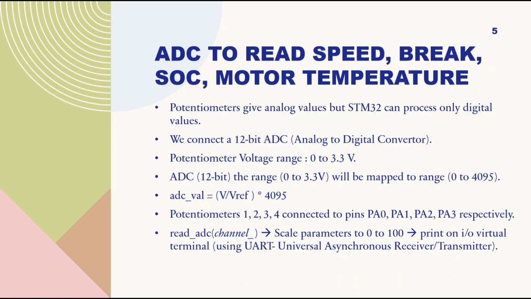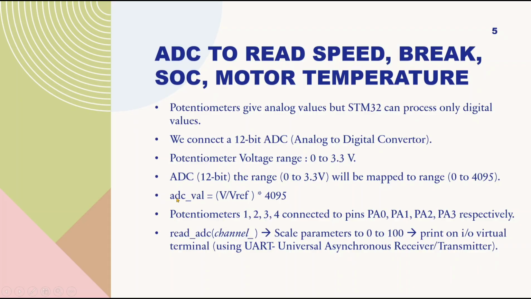So these potentiometers provide analog voltages between 0 to 3.3 volts, but the microcontroller can only process digital values. Therefore, we use a 12-bit ADC peripheral, analog to digital converter, which converts analog values into digital values ranging from 0 to 4095. We connected 4 potentiometers to represent the accelerator pedal, brake pedal, battery or state of charge SOC, and motor temperature. These potentiometers were connected to these pins respectively. And the converted values were then transmitted to the virtual terminal using UART, Universal Asynchronous Receiver Transmitter.